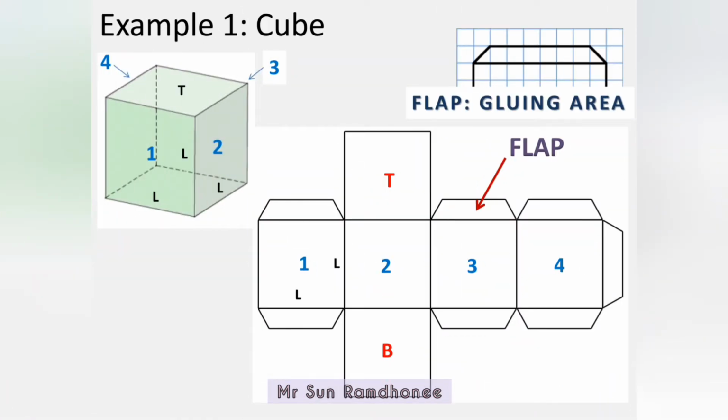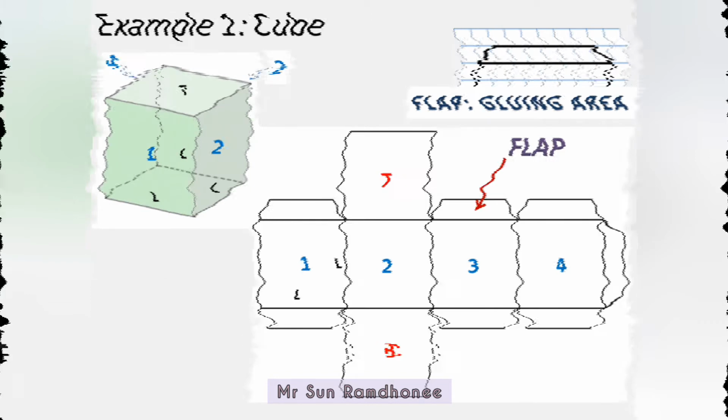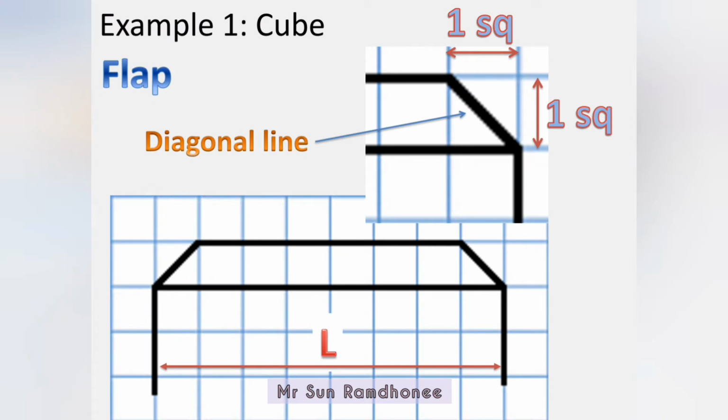An important feature of a development is the flap. The flap is the gluing area, which means you're going to apply glue so that you can join the different parts together. From the example, you can see how a flap is drawn. The flap is a diagonal line between the corners of one square.